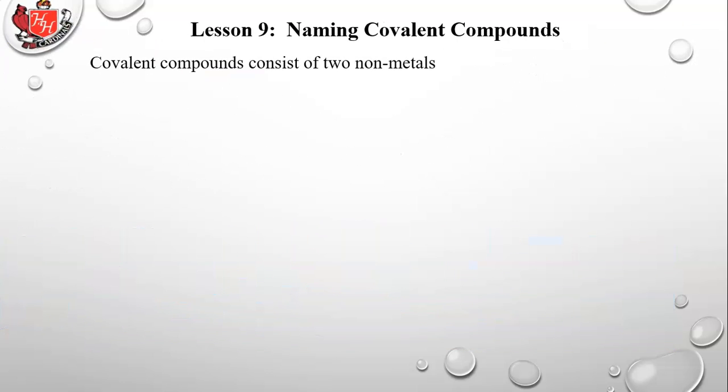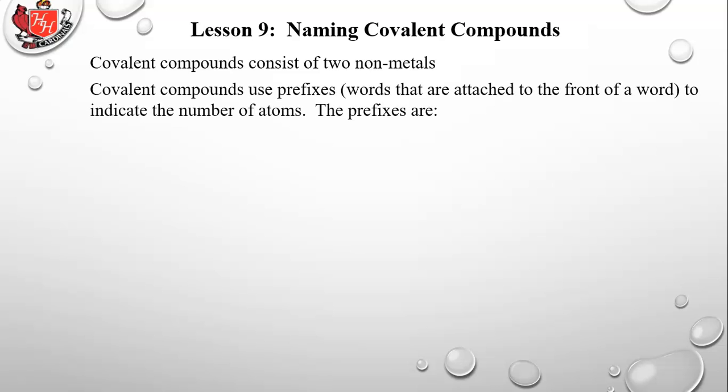Now we'll deal with covalent compounds. Covalent compounds consist of 2 nonmetals. It's what we studied in the last lesson. Covalent compounds use prefixes. Those are words attached to the front of a word to indicate the number of atoms. The prefixes, and you should memorize these, particularly the first, I would say 6. The last 4 we don't use quite that often.